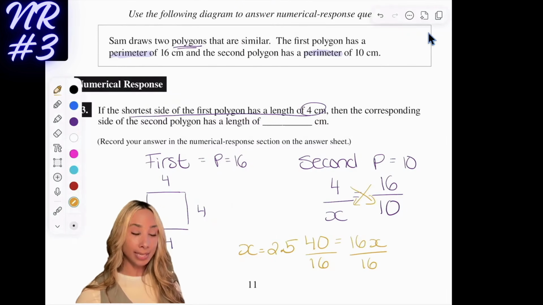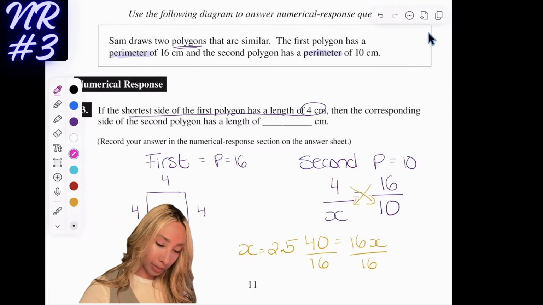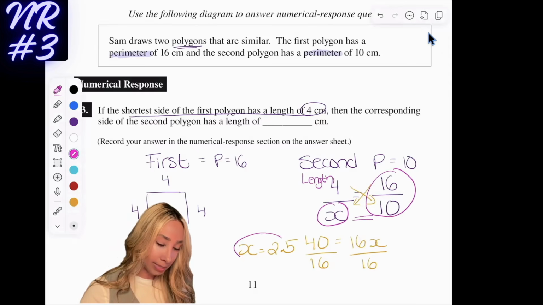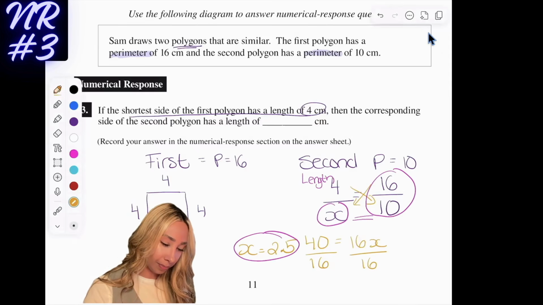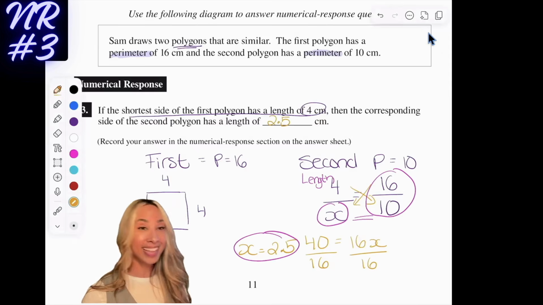So what this means is if this is the perimeter, and these are the lengths, then the length of the second one, which corresponds to the second polygon, has to be 2.5. And that's our answer.